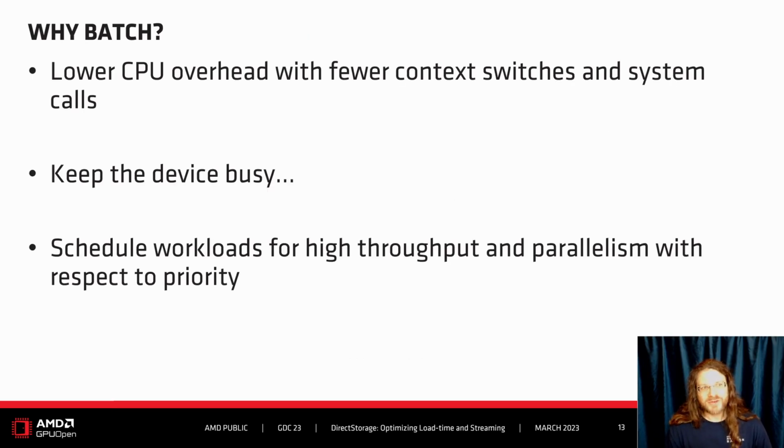So why do we want to batch? Well, generally batching will lower the CPU overhead because we'll have fewer context switches and fewer system calls for many requests. We want to keep the device extremely busy. So if we batch up the requests, create lots and lots of them at a time, and then submit them all at once, we're going to have a much more efficient usage of our resources. And then, of course, those submitted requests can be sorted with respect to priority, and they can be serviced very quickly.